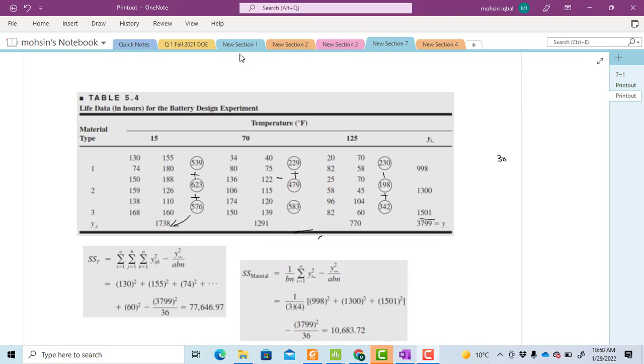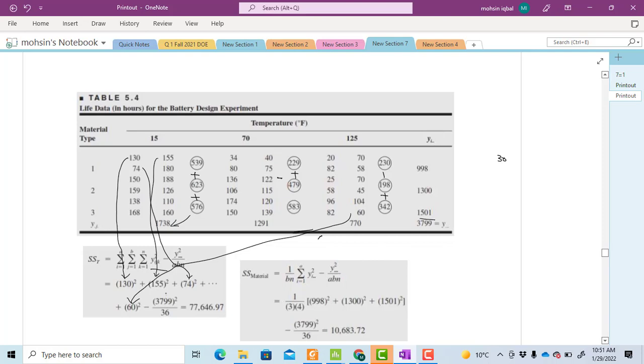So far we have calculated the sum of squares for our two factors. Now I will discuss the sum of squares of the total, the sum of squares of the whole problem. As per the formula, it is y_ijk whole square, where y_ijk is the individual value. So we will have to take the squares of all the values: 130 whole square, 155 whole square, then 74, the third value, whole square, until we reach the last value in the table, that is 60. We will take the square of all the values minus 3799.